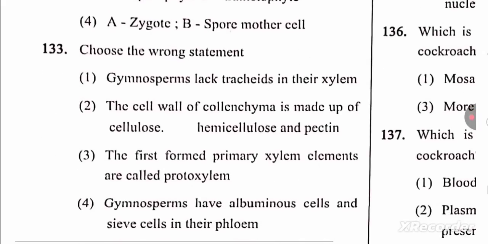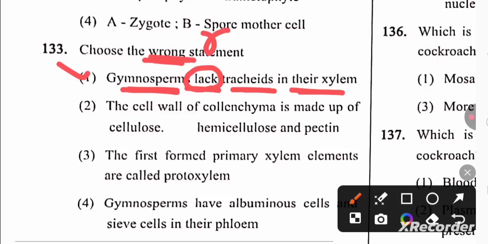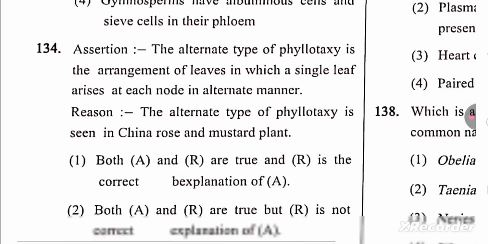Choose the wrong statement. There are 4 statements here. We need to identify the wrong statement. The first statement, gymnosperms lack tracheids in their xylem, is the wrong statement, children. This is the wrong statement because gymnosperms totally rely on tracheids only. Gymnosperms totally depend on tracheids only in their xylem. So option 1 is the right answer for this question. Let us move to the next question.